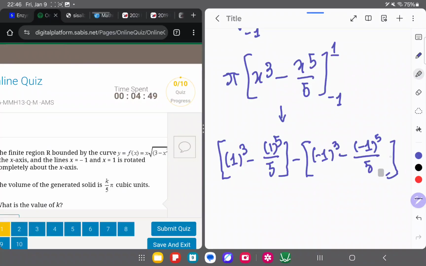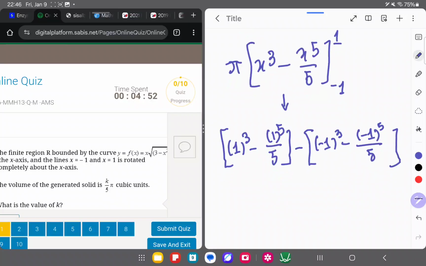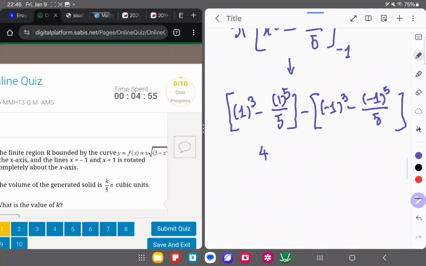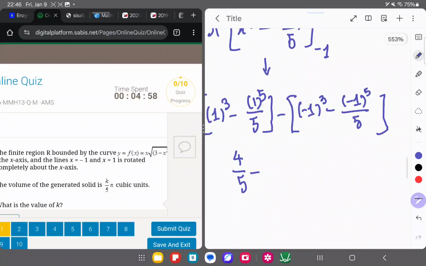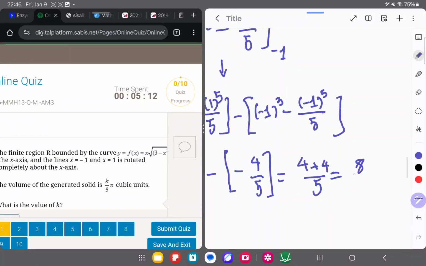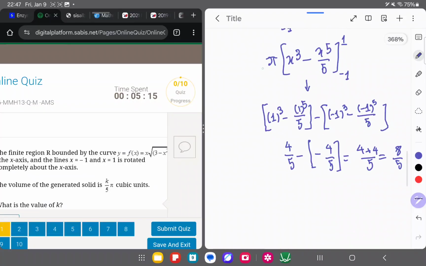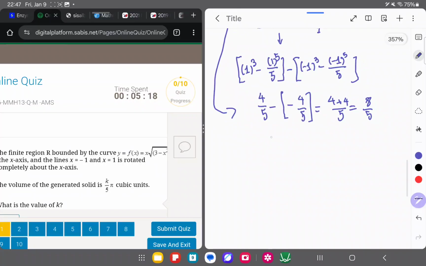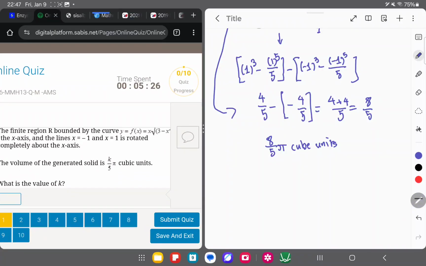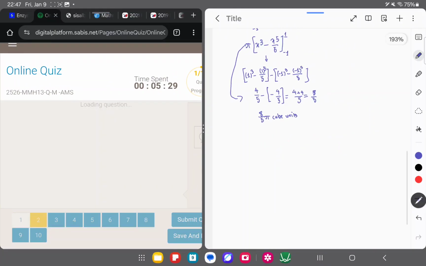And then you should get, wait, we can even do this off here. So 4 over 5 minus, and then over here it's minus 1 plus 1 over 5, so minus 4 over 5. And then that's equal to 4 plus 4 over 5, which is equal to 8 over 5. And then we have to apply the pi. So now our volume is 8 over 5 pi cubic units. So the value of k is 8.